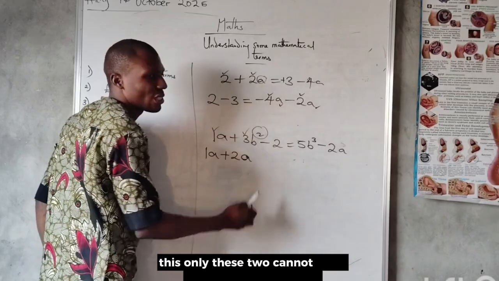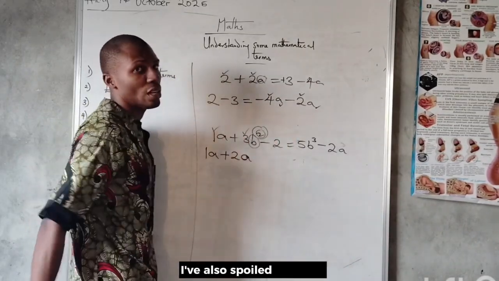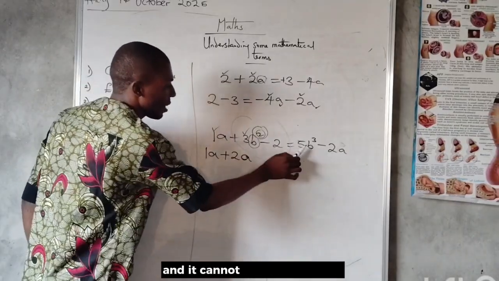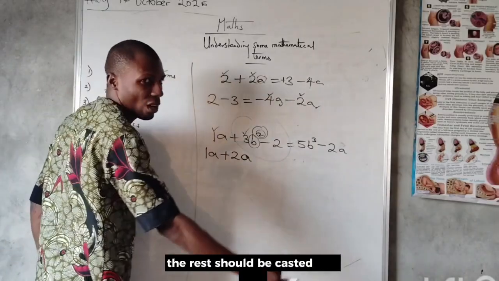Only these two cannot even be subtracted, because this one has spoiled it and this one has also spoiled it. So this one cannot go with this, and it cannot go with this. So it's only this that should come. The rest should be cast out.